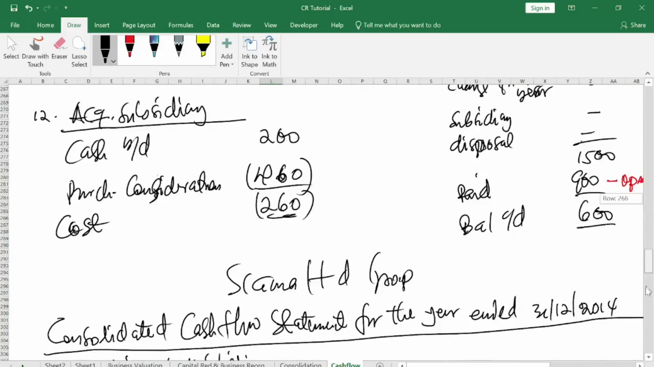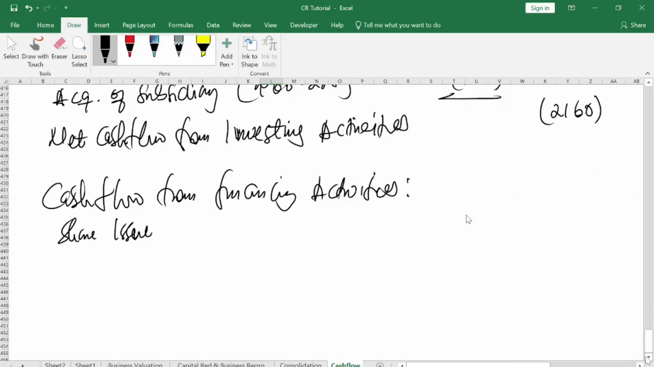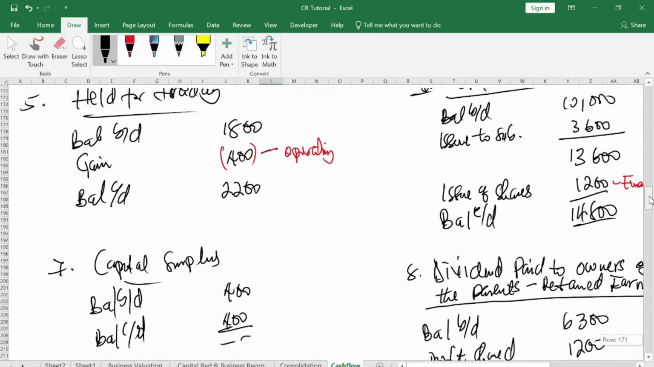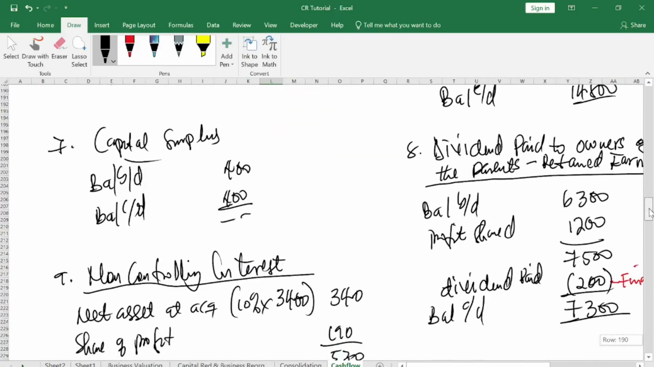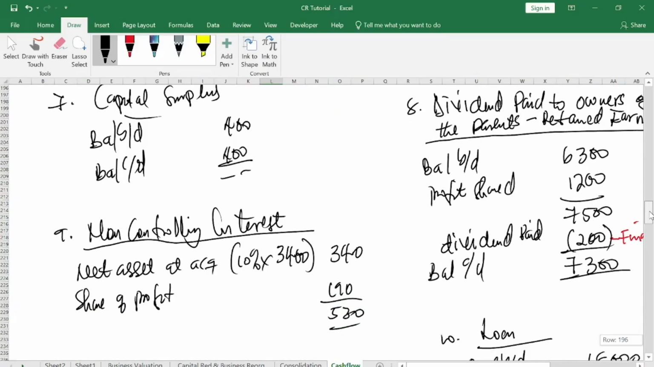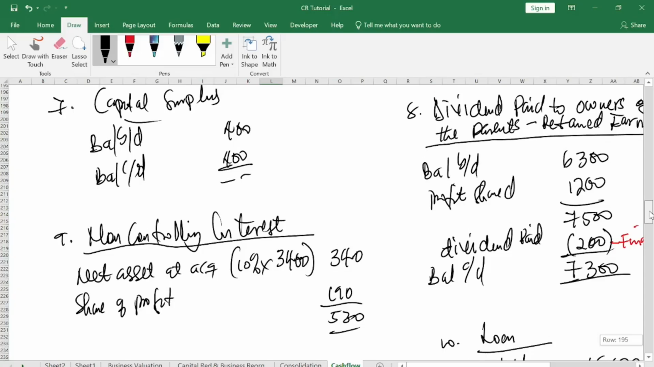1,200. It's an increase. So you come here, it's an increase, which is 1,200. Then you go there again. Which item again? Can you see the after share? You come here, dividend paid to owners. You understand? It reduces your retained earnings. How much? 200. Right?